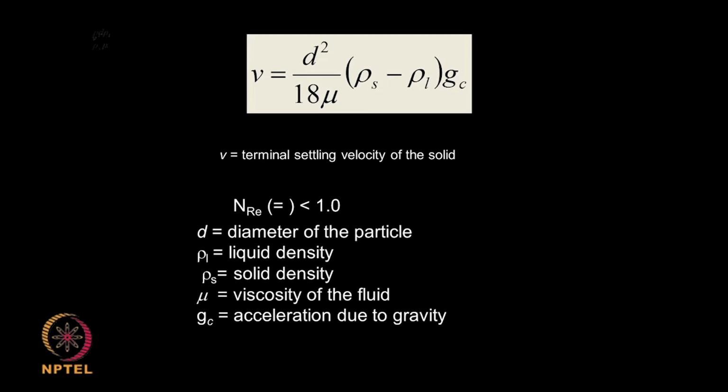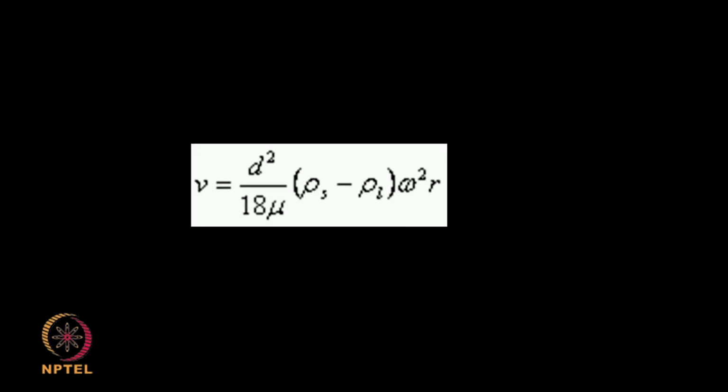Okay. So, du rho by mu is the Reynolds number, and that should generally be less than 1. You need to see whether your Reynolds number is less than 1, otherwise this particular equation is not really reliable to use. Reynolds number has to be less than 1, okay.